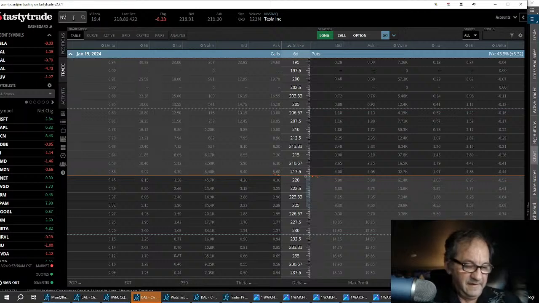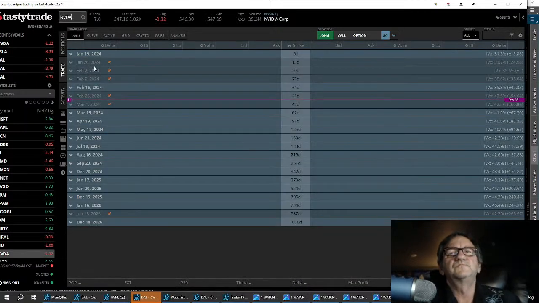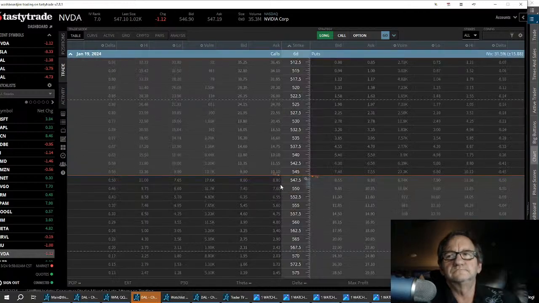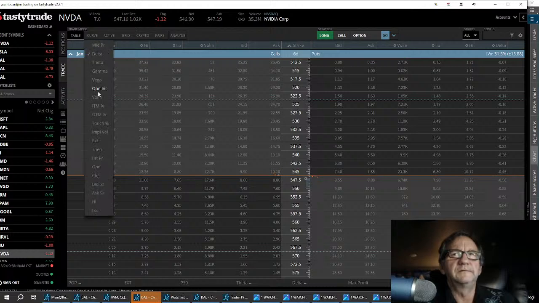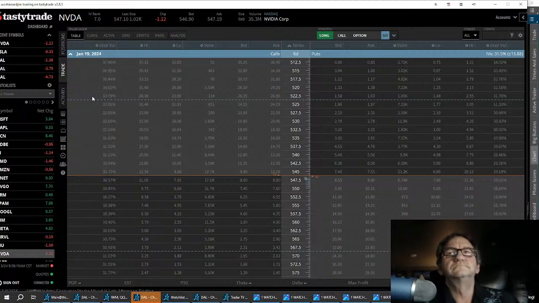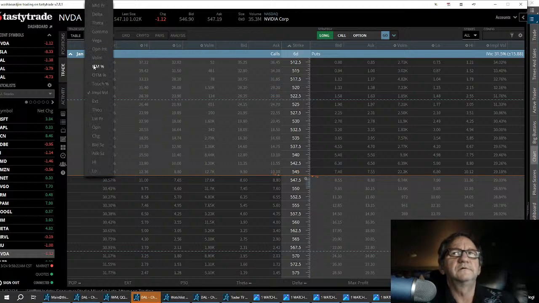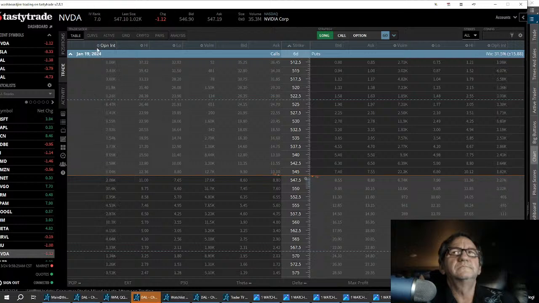Nvidia, don't take your eyes off it. If we get a little bitty pullback on Nvidia, watch these prices. Look at the volume. I've got the delta on here right now. Implied volatility looks high. Open interest. As long as I've got less open interest than volume, I'm interested in the trade.